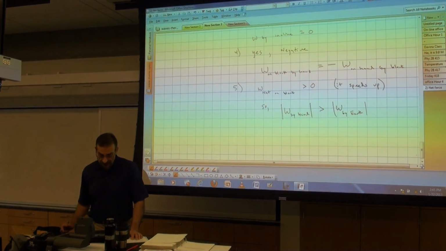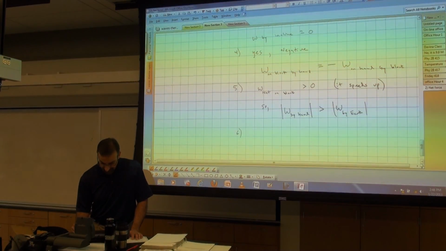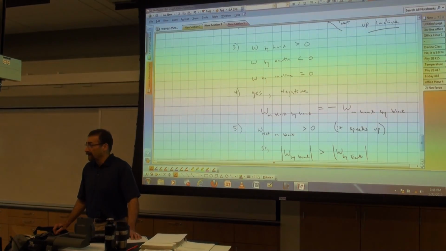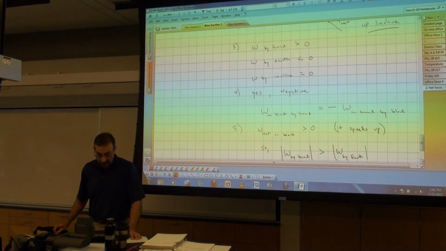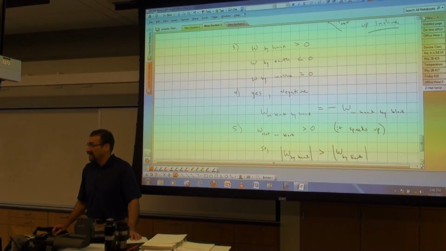If it was going up with constant speed, instead of increasing speed as it is, if it was going up at constant speed, how would anything change in number 3? Work done by the hand: positive, negative, 0?